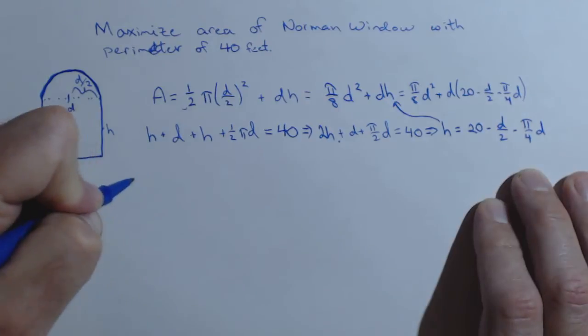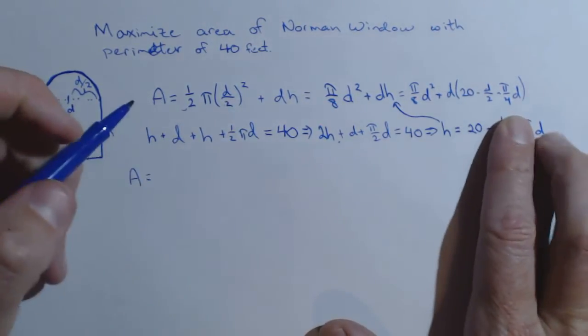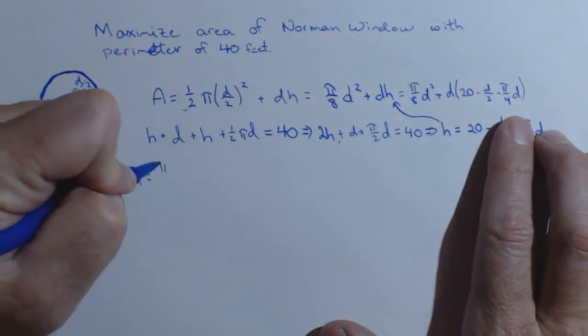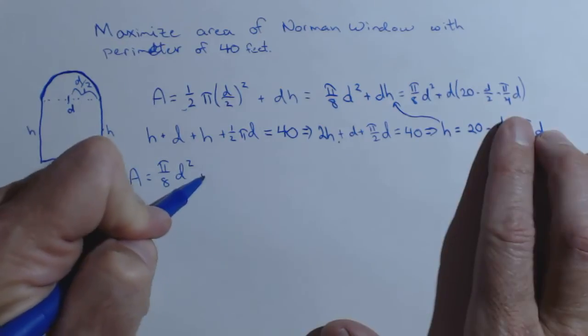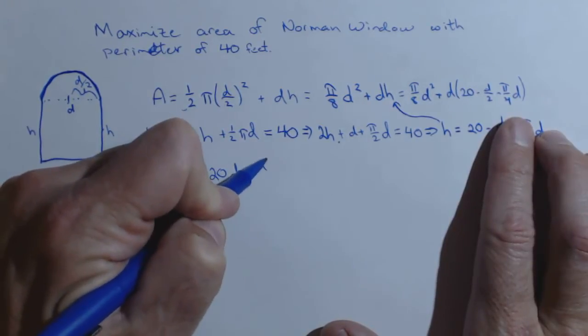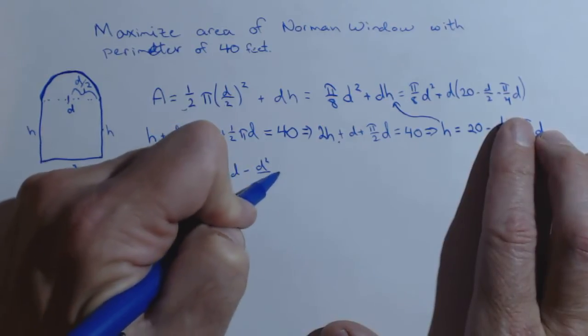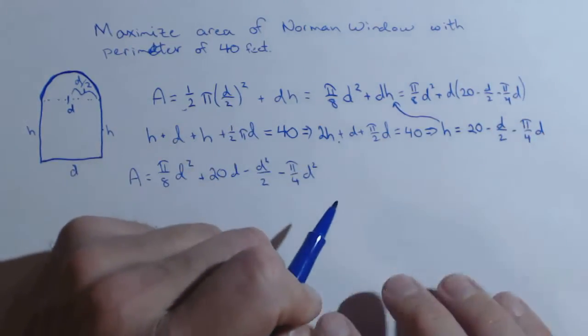And let's go ahead and rewrite that down here. I'm going to distribute that D through. So I have pi over 8 D squared out front. Now distributing the D through, I'll have 20D minus D squared over 2 minus pi over 4 D squared.